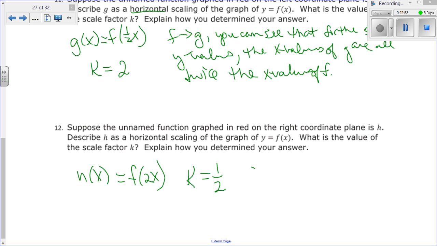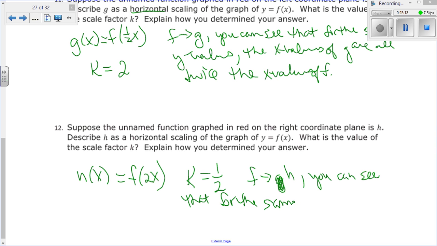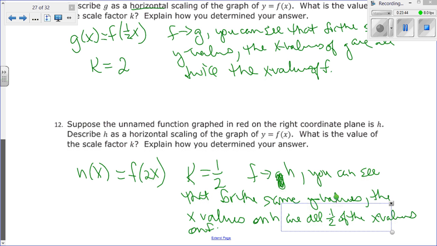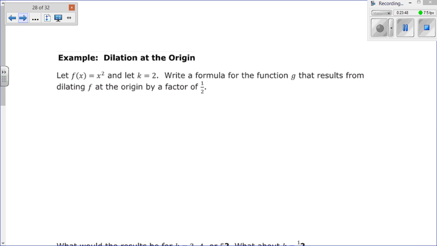So again, when we compare f to h, you can see that for the same y values, the x values on h are all half of the x values on f. Okay.